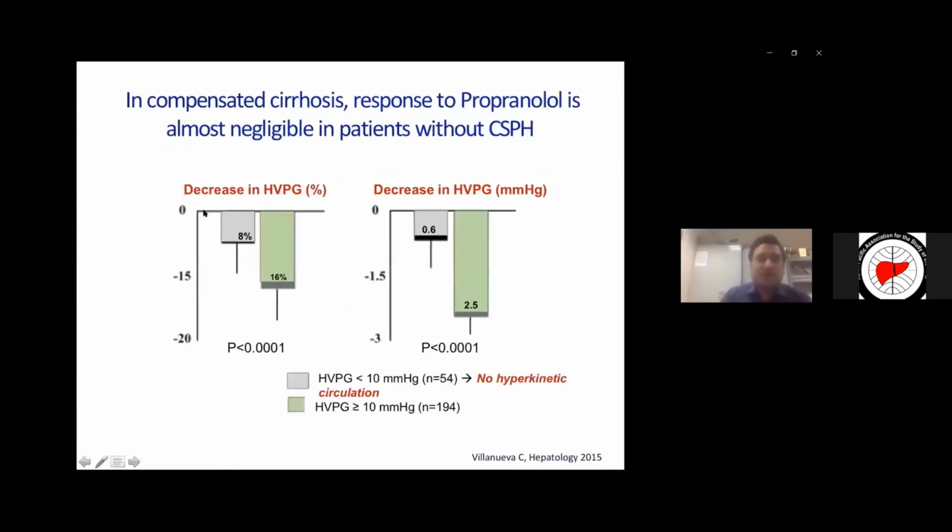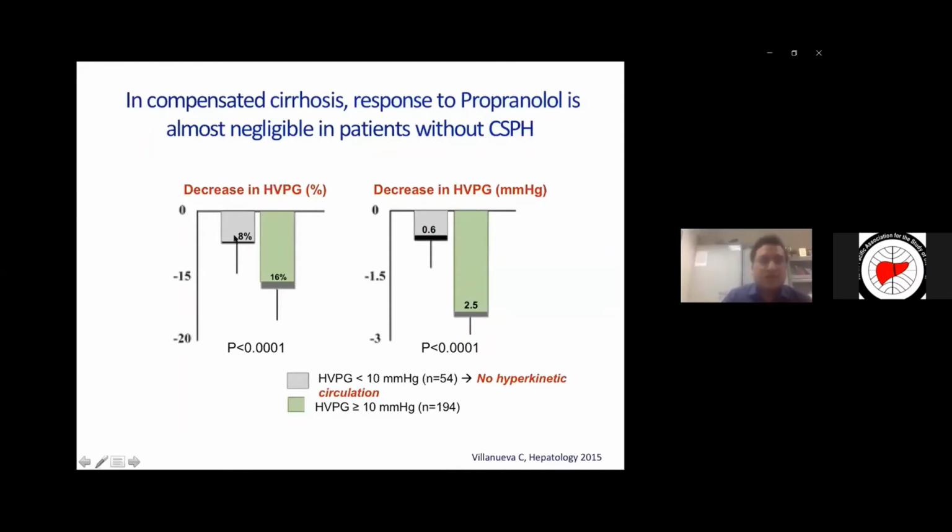So not all patients respond to beta blockers. The site of action of beta blockers is the splanchnic vasculature. So you can see here the beta blockers mainly act against this splanchnic vasodilatation, and it reduces the splanchnic blood flow. But in patients with HVPG of less than 10 millimeter of mercury, there is no hyperkinetic circulation. So the major chunk of portal hypertension in these patients is due to the increased intrahepatic resistance in the liver. So with the use of beta blockers like propranolol, the HVPG reduction is almost negligible in these patients who have baseline HVPG less than 10 millimeter of mercury.